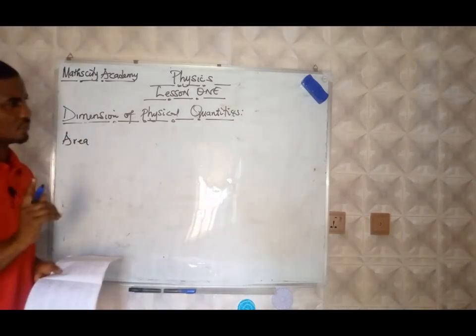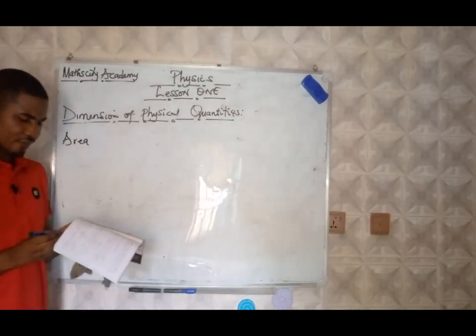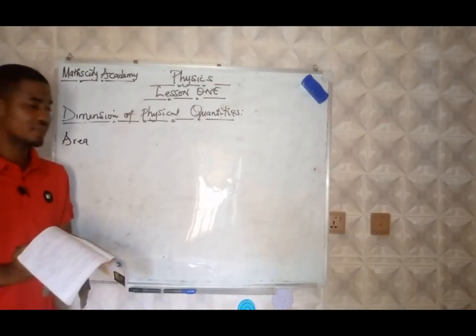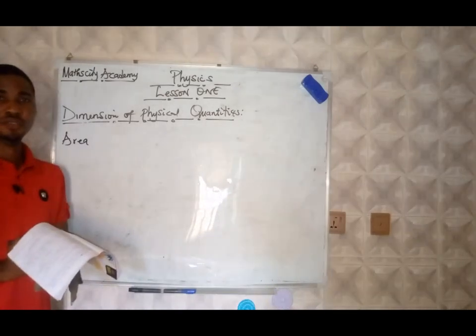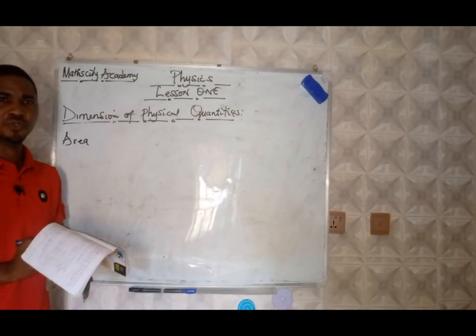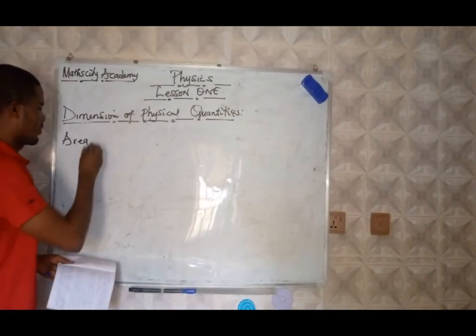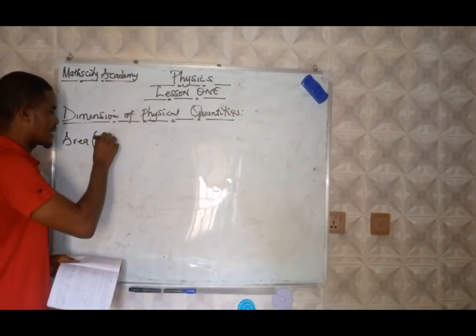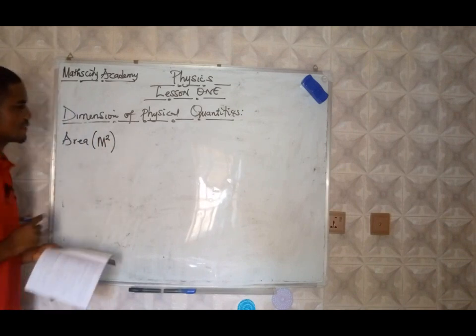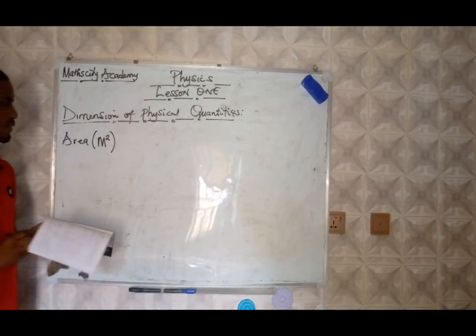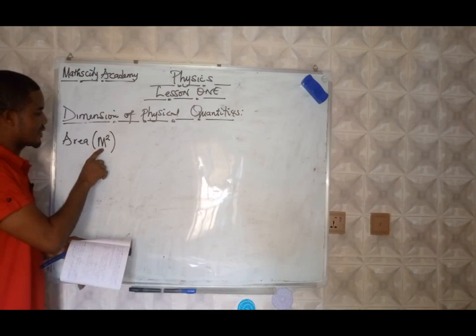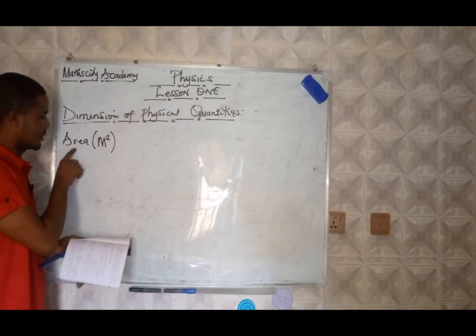Now, one good thing you should understand is, for you to be able to find the dimension of a physical quantity, you need to know the unit of that physical quantity. It will help you to get the dimension of that physical quantity. Let's talk of area. Now, area is measured in meters square. If the unit of area is meters square, then what is the dimension of area?